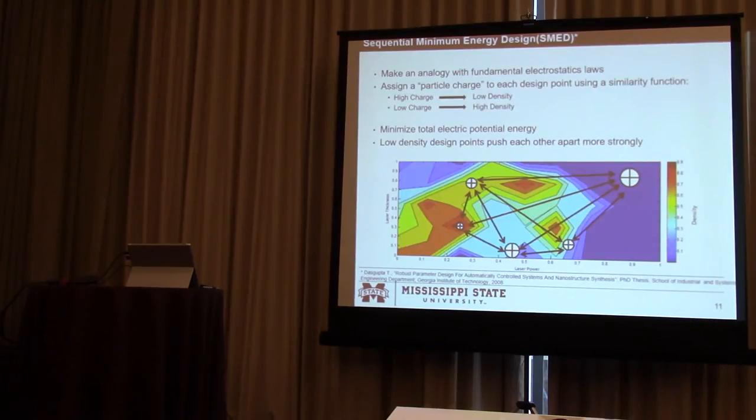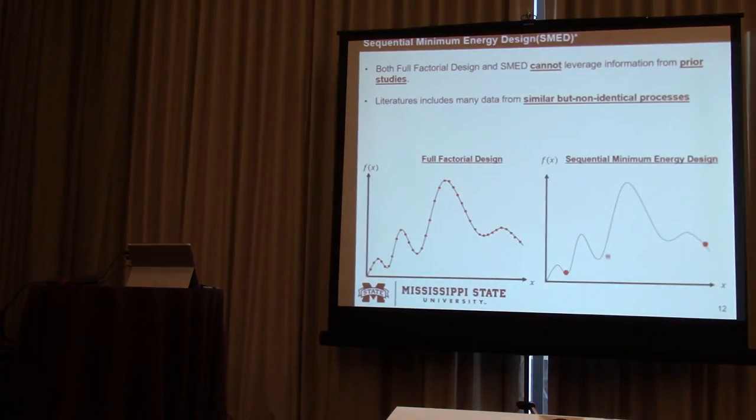Based on a very fundamental physics law, particle charges will push each other apart to minimize the total potential energy within the system. So instead of equally spending all the resources, by applying minimum energy design, we are able to spend more resources on the regions with more potential of resulting in higher density. Even though sequential minimum energy design represents an improvement in terms of saving experiments compared to full factorial design, they both share a very important drawback, which is that they cannot incorporate information from similar but not identical prior studies. So when the experimental condition changes, we have to begin from scratch.